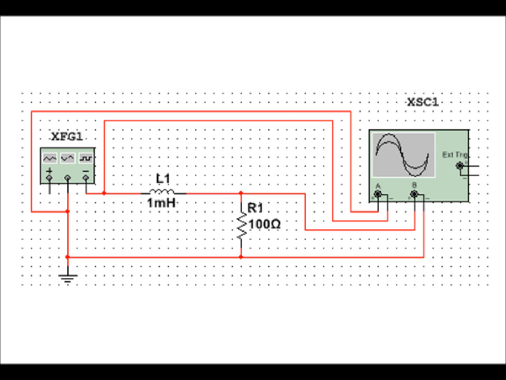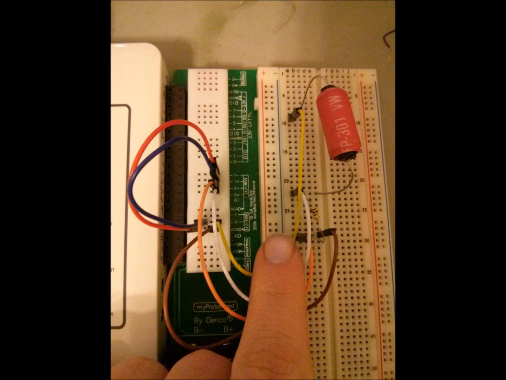Here's a picture of our RL circuit constructed on the MyDAQ. The yellow wire goes from AO0 to one end of the inductor, and the brown wire goes from AGND to the resistor. The white wire goes from AI0 plus to the end of the resistor closer to the inductor, and the orange wire goes from AI0 minus to the other end of the resistor. The blue wire goes from AI1 plus to AO0, and the red wire goes from AI1 minus to AGND.